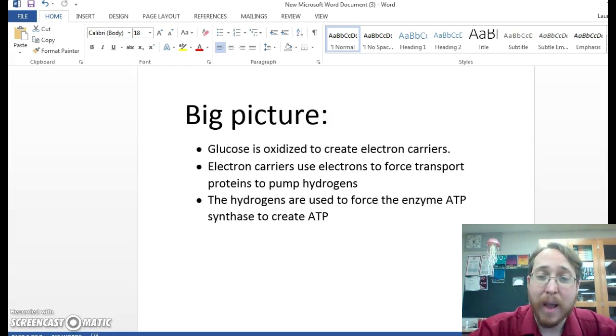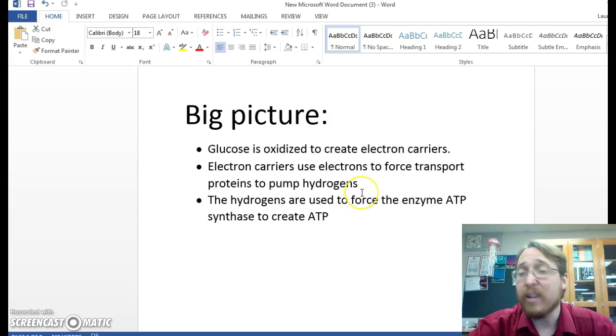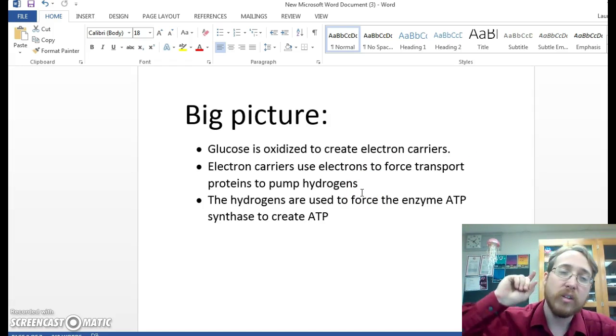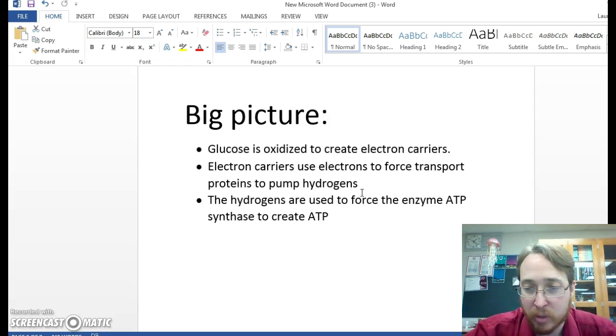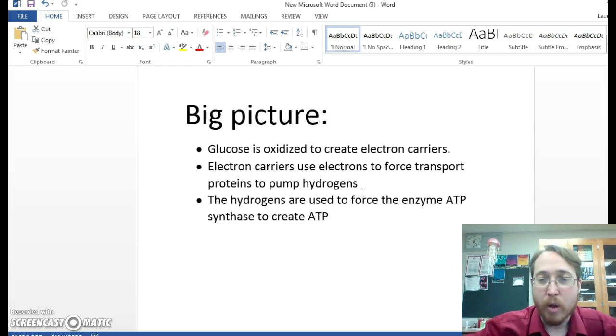They have this electromagnetic energy that they can use since opposites attract and like charges repel, things of that nature. So we're going to take those electrons, we're going to use them later, and we need to store them in electron carriers. So we break down glucose to put electrons with electron carriers. Then, what do we do with the electron carriers? The electron carriers are used to force transport proteins to pump hydrogens. These are transport proteins that need the electromagnetic polarity of a negative charge of that electron to change their shape to isomerize, and when they do that, they push a proton through the membrane.